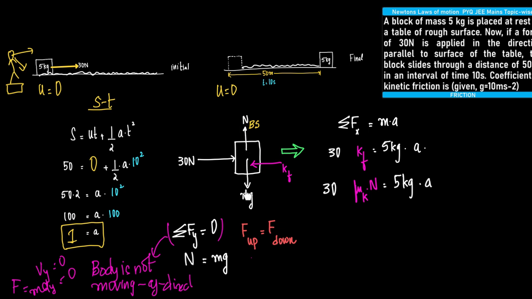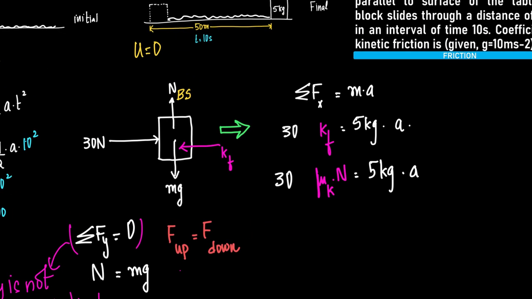The only force acting along the down direction is mg. Therefore, N is equal to mg. Now, what is sigma Fx equal to? Sigma Fx is equal to ma. Now, how many forces are acting in the x direction? In the x direction, there are two forces. One is the 30 Newton force and the other is the kinetic friction.